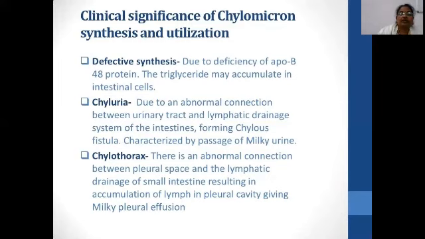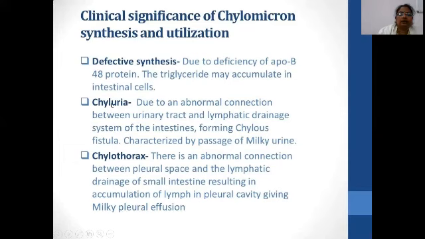The clinical significance of chylomicron synthesis and utilization. Defective synthesis due to deficiency of ApoB48 protein. The triglyceride may accumulate in the intestinal cells. Chyluria, which is due to an abnormal connection between the urinary tract and the lymphatic drainage system of the intestines, forming a chylous fistula, characterized by passage of milky urine. So that is the significance here.